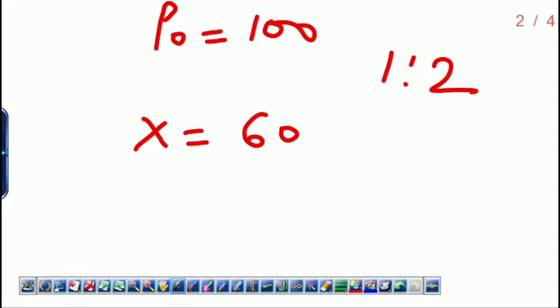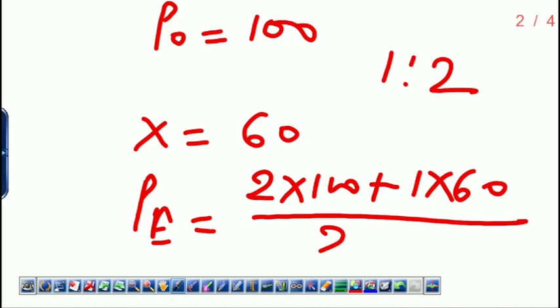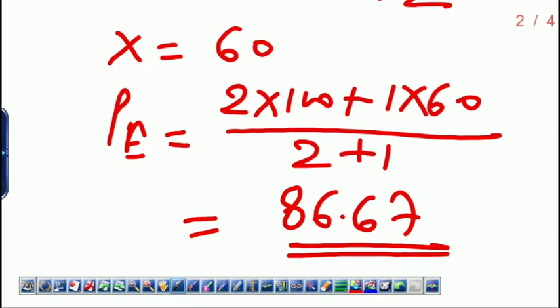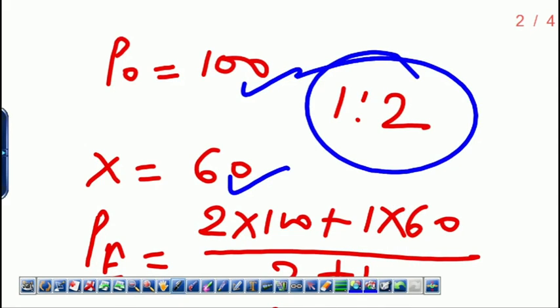So in that case, the theoretical ex-rights price, if I call it PE, is the weighted average of 160. It is 2 into 100 plus 1 into 60, the whole divided by 2 plus 1. This is coming to 86.67. This is the theoretical ex-rights price. It is the weighted average of the cum-rights price and the rights issue price. 2 is the weight for the cum-rights price and 1 is the weight for the rights issue price.